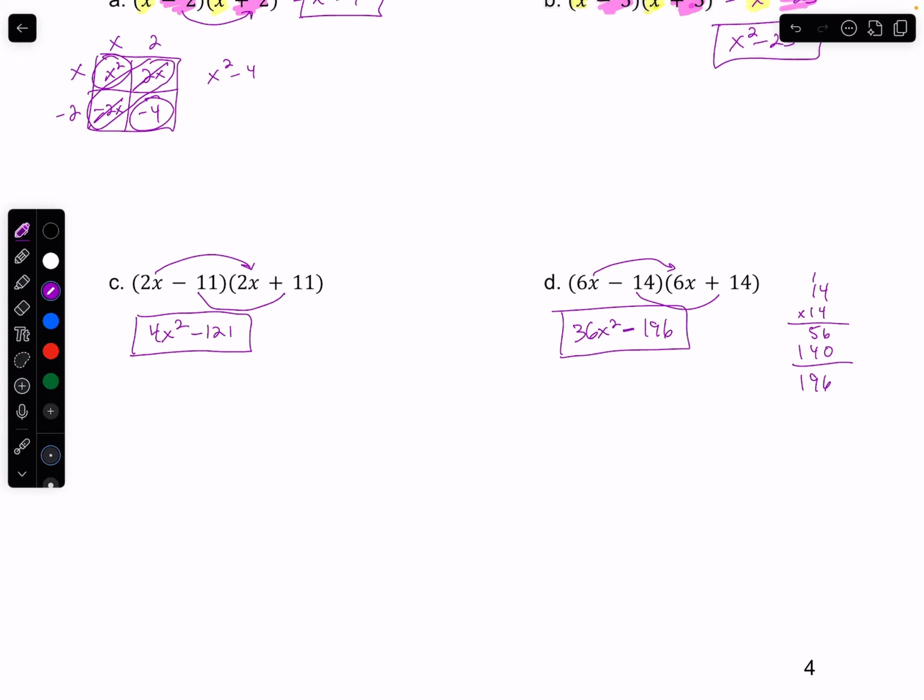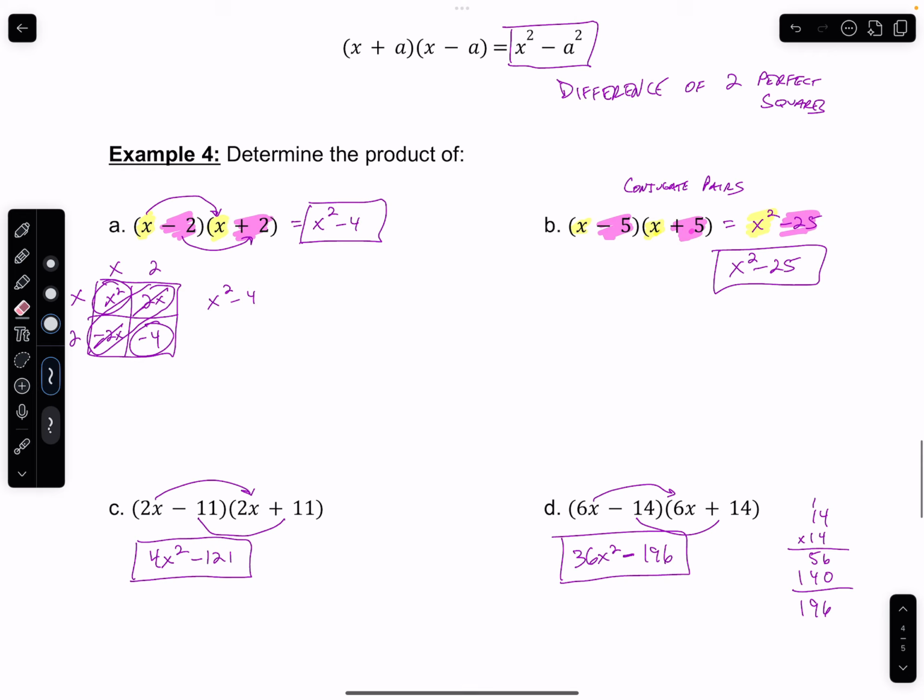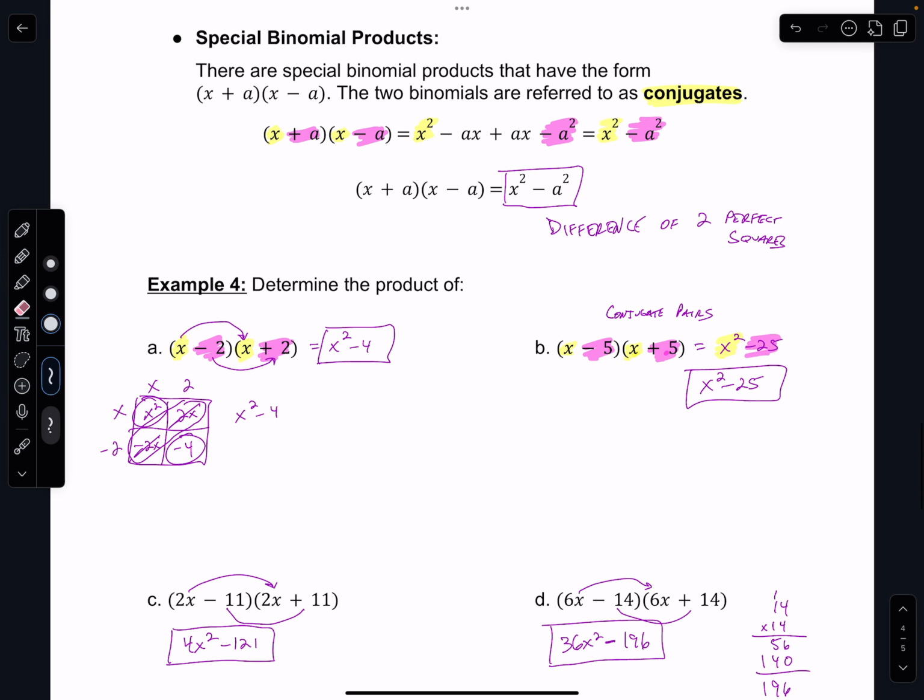All right, so that's how you multiply those out. Whenever you have conjugate pairs, you multiply them, the middle terms cancel out, and you always get a difference, a minus sign, of two perfect squares.